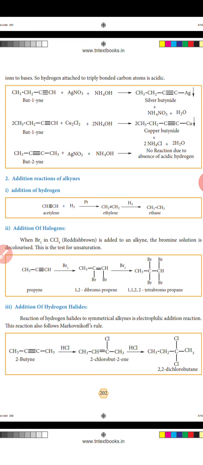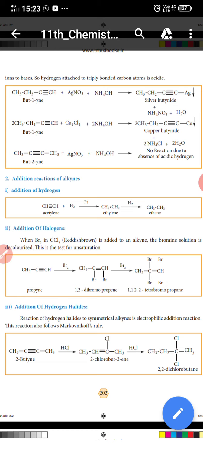The first one, CH3CH2-CCl2-CH3, 2,2-dichlorobutane. These are single bond formations, carbon to carbon single bond molecules. Addition of hydrogen bromide to unsymmetrical alkynes follows Markovnikov's rule.